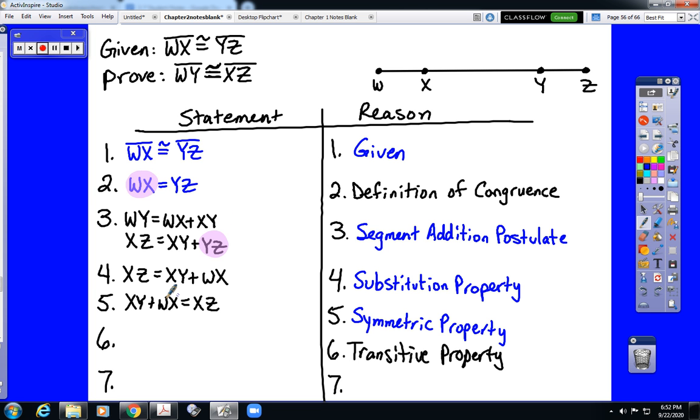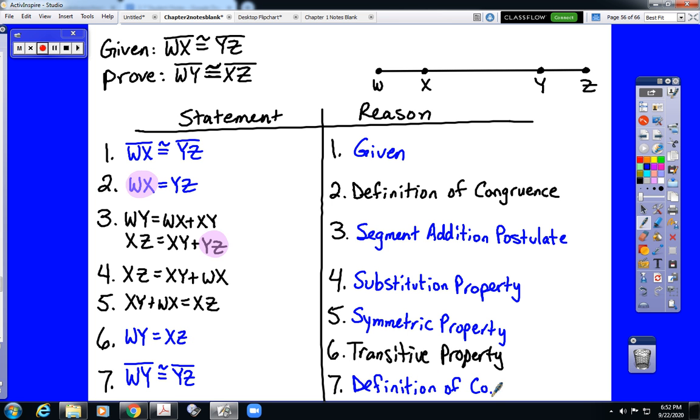and our statement in step 5 to establish that WY is equal to XZ. Because WY is equal to WX plus XY, WX plus XY is equal to XZ, therefore WY must equal XZ. That is the transitive property. Notice that is what we want to prove, except that's an equation. Well, fortunately, if the length of WY is equal to the length of XZ, then that means that segment WY is congruent to segment XZ because that is the definition of congruence. We're done with this proof.